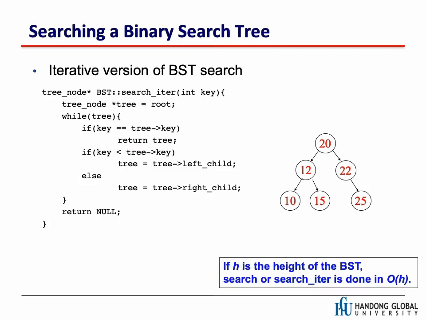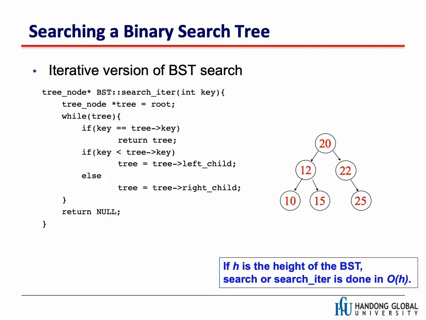And also we can implement a search function iteratively. And as we said about recursion, if we have a recursive solution, then we can come up with an iterative solution. But sometimes it's really hard. But in this case, it's not that hard. Okay, so the search iter function will get a key as a parameter, and tree starts from the root node. Okay, and then as long as tree is not null, we repeat this while loop.